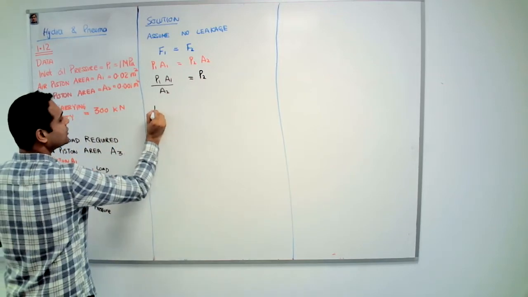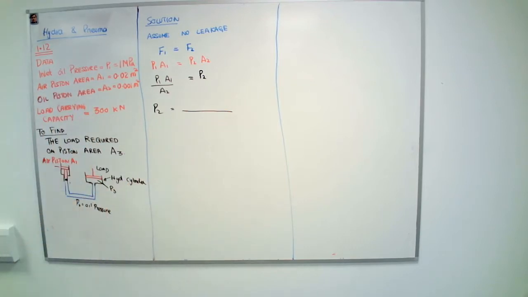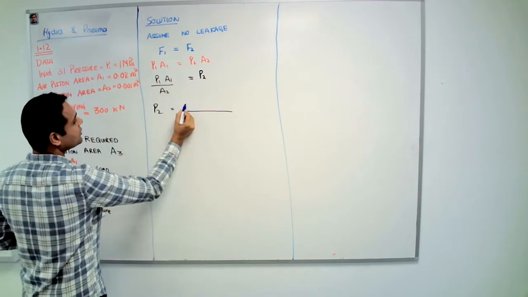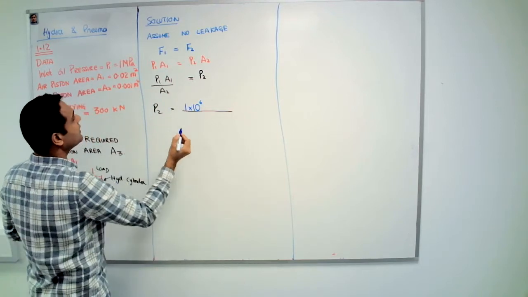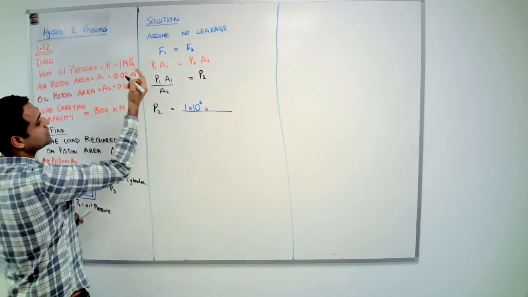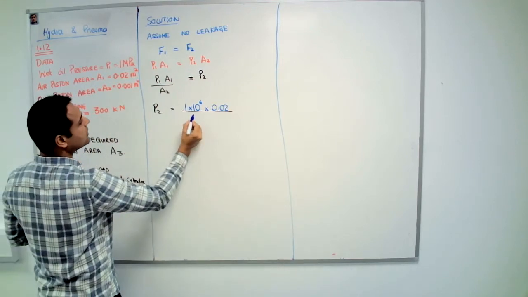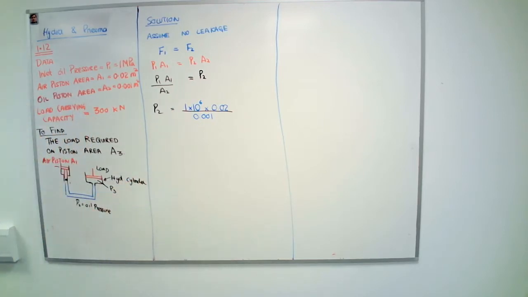Let's put the values. So the P2 is going to be P1, 1 megapascal. If I keep the unit megapascal, I would have the answer in megapascal. Actually, let's do 1 times 10 to the 6. The area 1 is 0.02 meters, as given. And the area 2 is 0.001 meter. So if you put that in your calculator, and if you press the ENG button, it will convert into megapascal straight away.